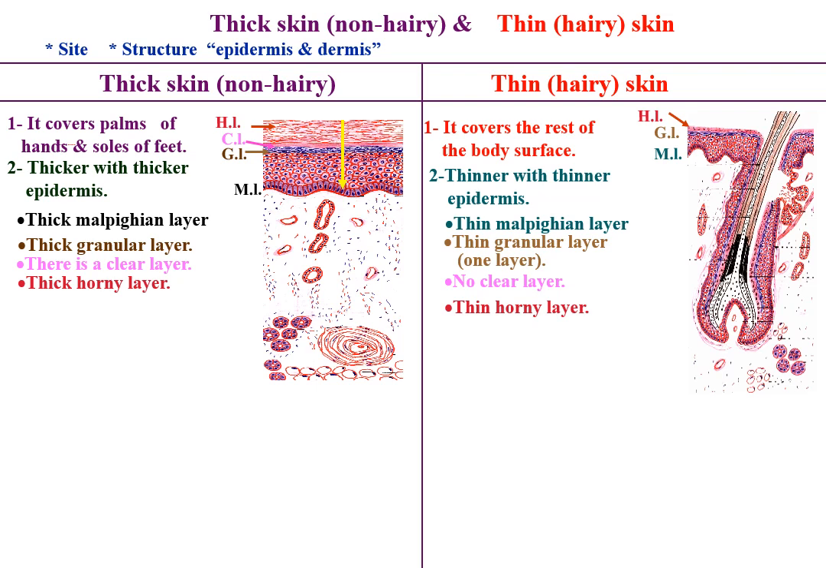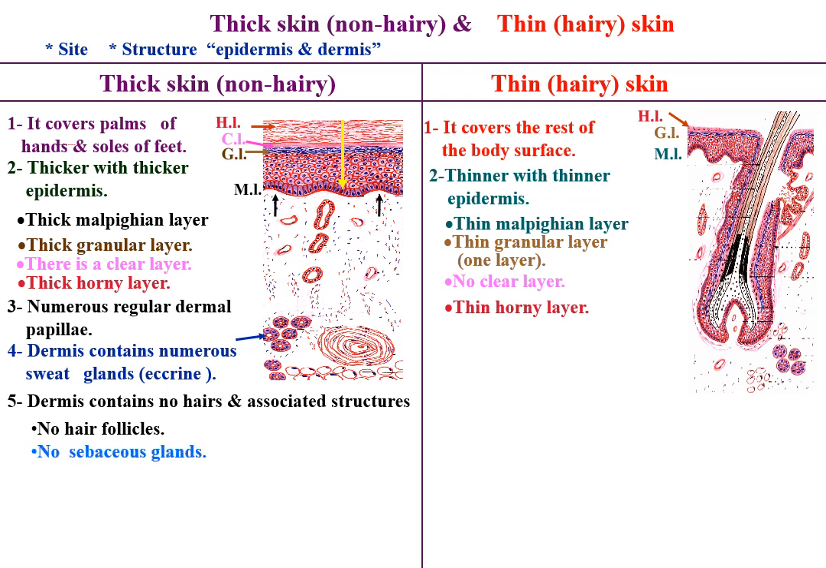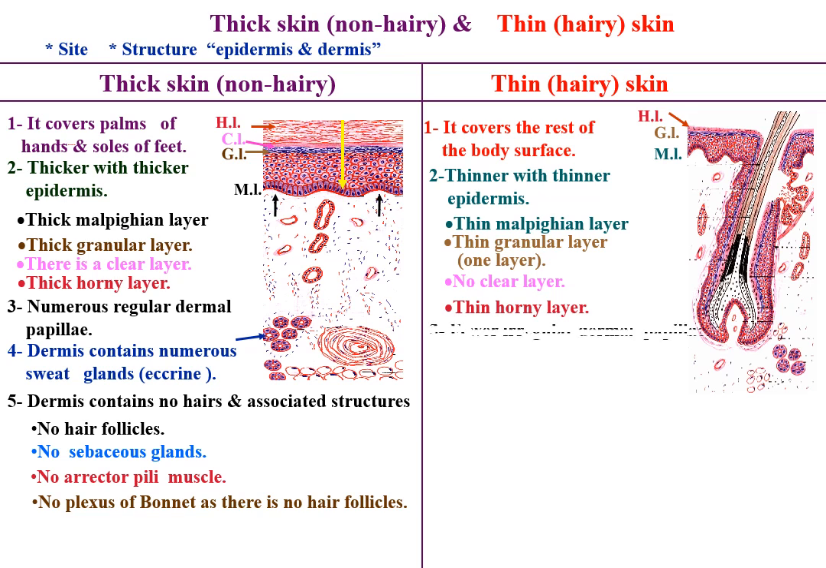Dermis. Thick skin has numerous regular dermal papillae. The dermis contains numerous sweat glands of eccrine type. The dermis contains no hairs and their associated structures. There are no hair follicles, no sebaceous glands, no erector pili muscles, and no plexus of Ponnee, as there are no hair follicles. The dermis of thin skin shows fewer irregular dermal papillae.